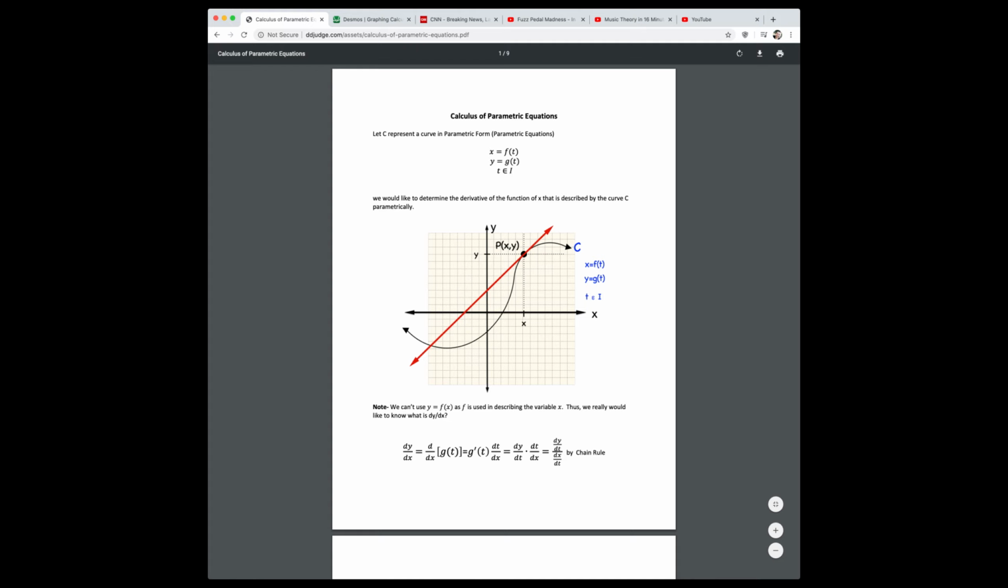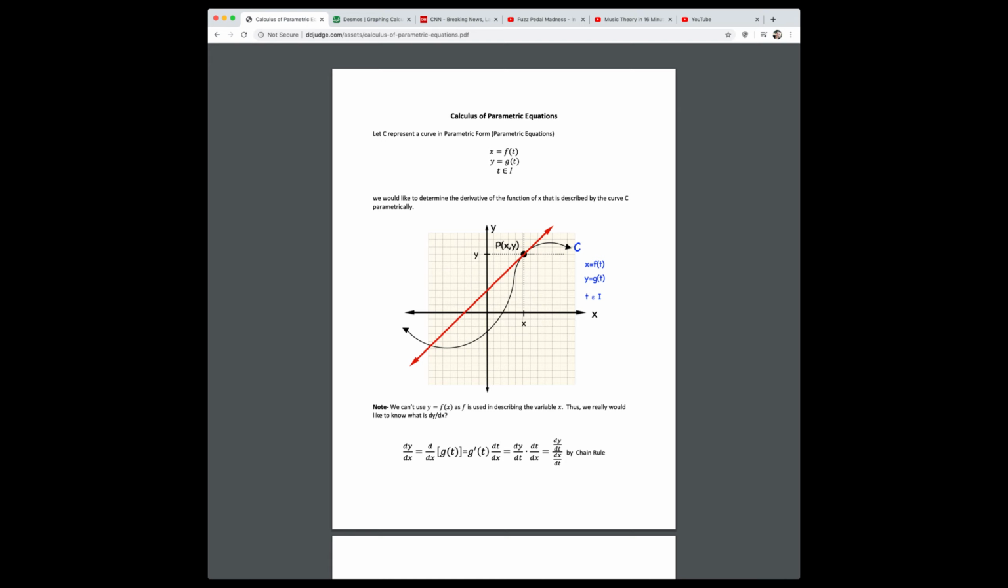What you see here is the equation of a parametric curve, in the format x is f of t, y is g of t, t is in an interval. And we'd like to determine today the derivative of a function described by that curve C parametrically, right? So we have a curve here still.